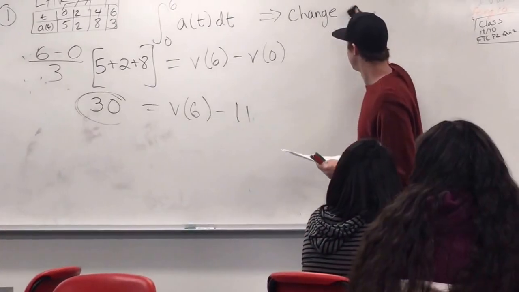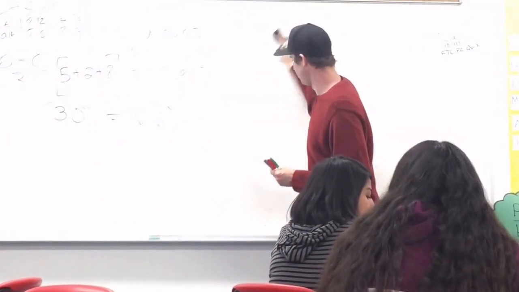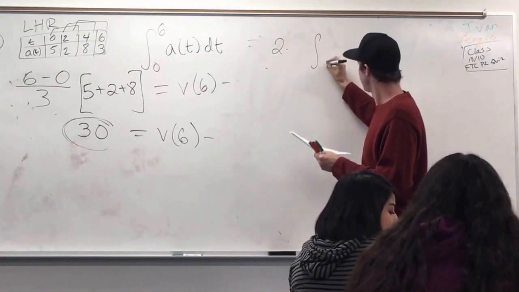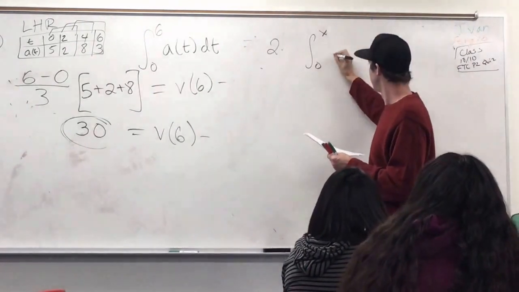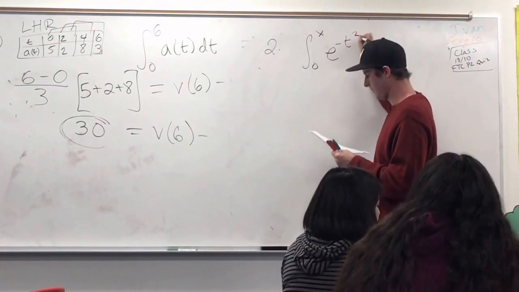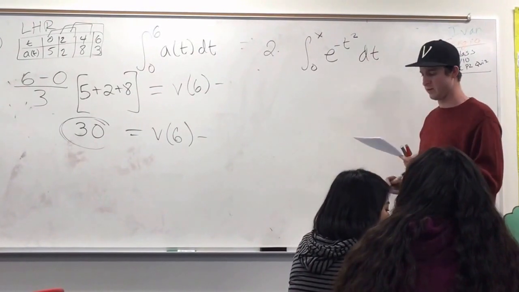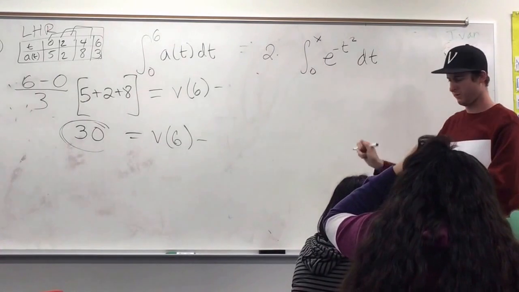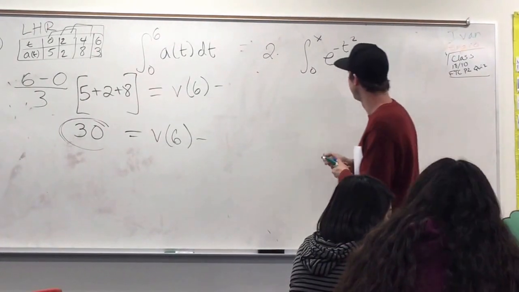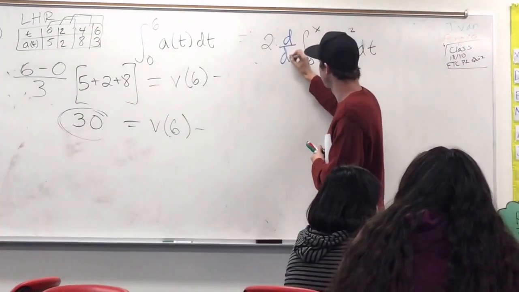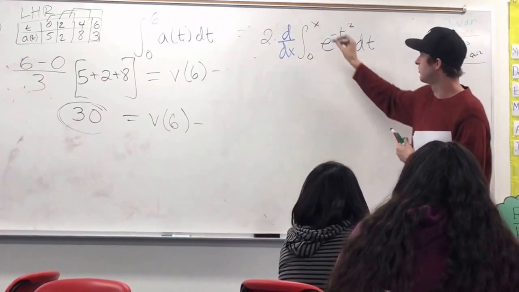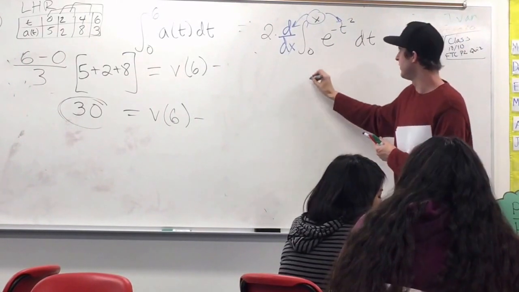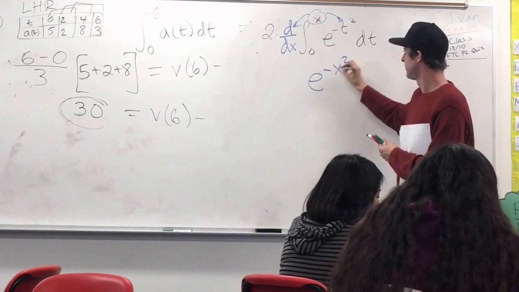Number 2 should have been a little bit easier and straightforward. Number 2 was the integral from 0 to x of e to the negative t squared, and it wanted us to find the derivative at x. If I'm going to take the derivative of this, personally I would just write in d dx. And when we're doing the derivative, it goes there and there. And so we get e to the negative x squared.